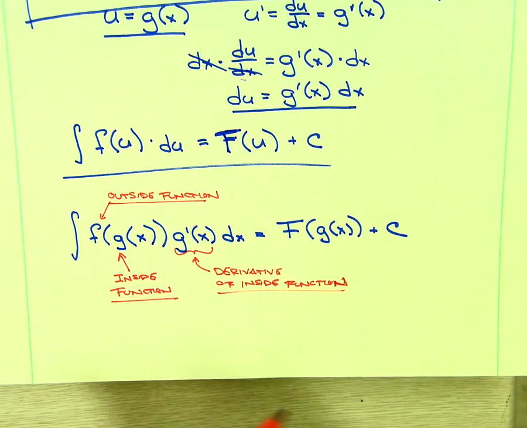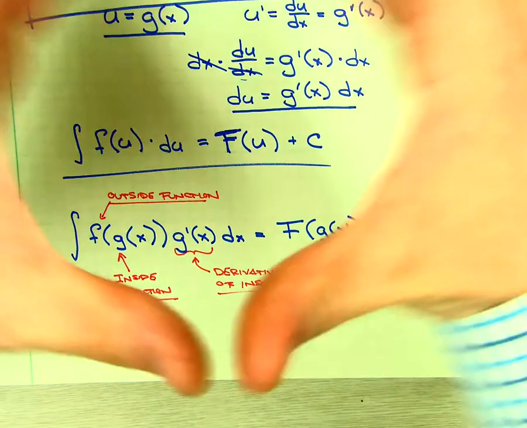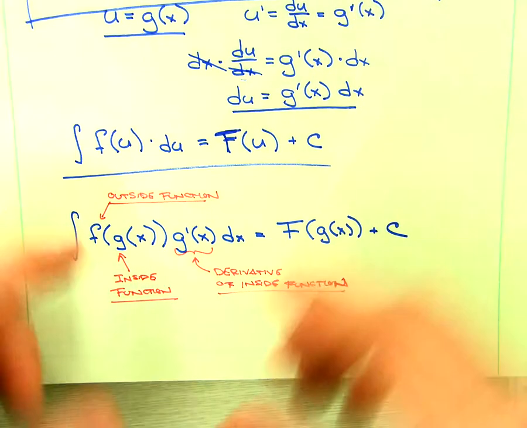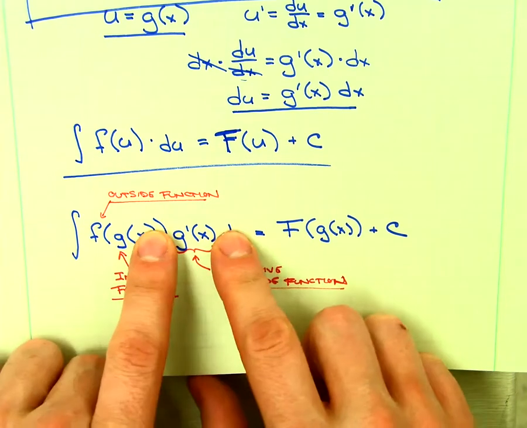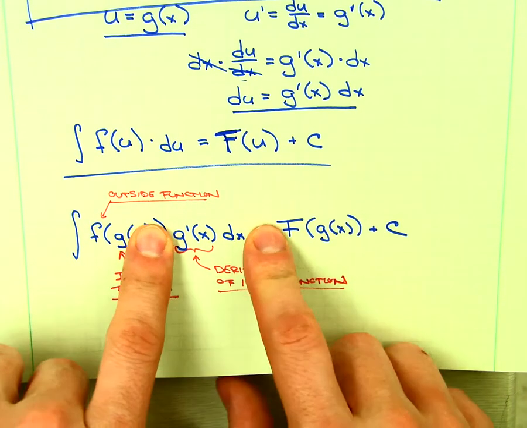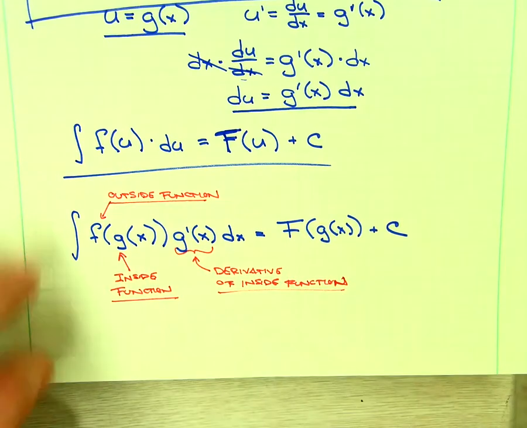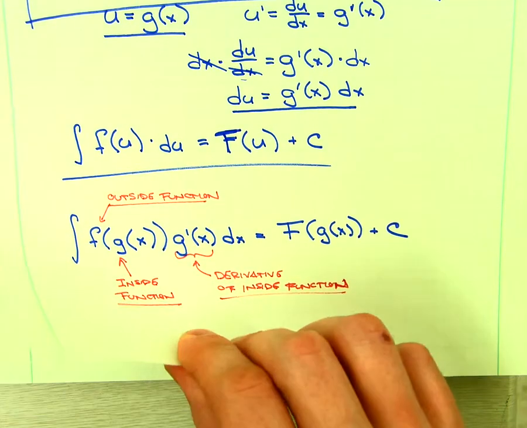Now this might seem really obvious, but in the examples that I'm going to give you, I want you to be able to recognize that pattern. So we've got an outside function, and then the nested function, the one that's on the inside, is going to be here. And if you have the derivative of the nested function there, you can solve the integral really, really easily. Okay? So let's jump into that with an example.